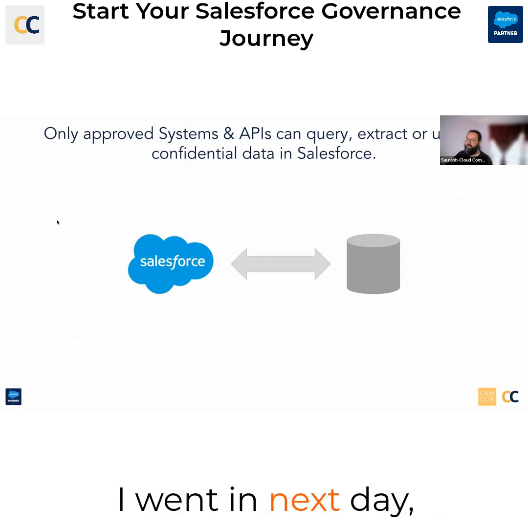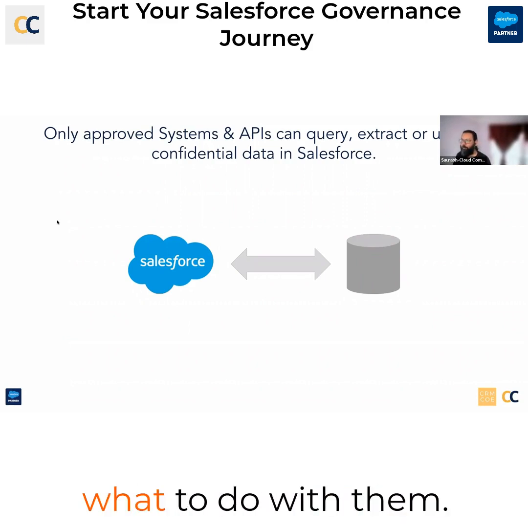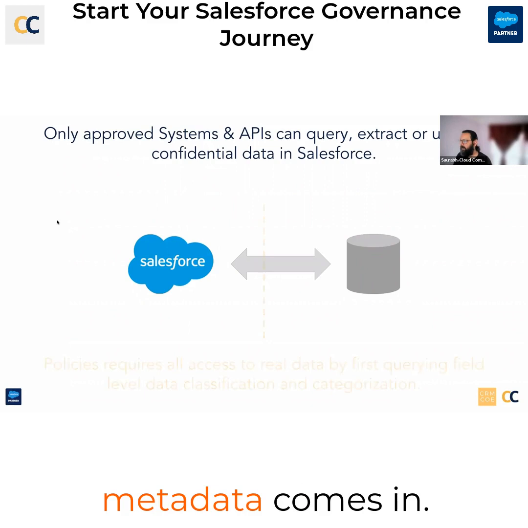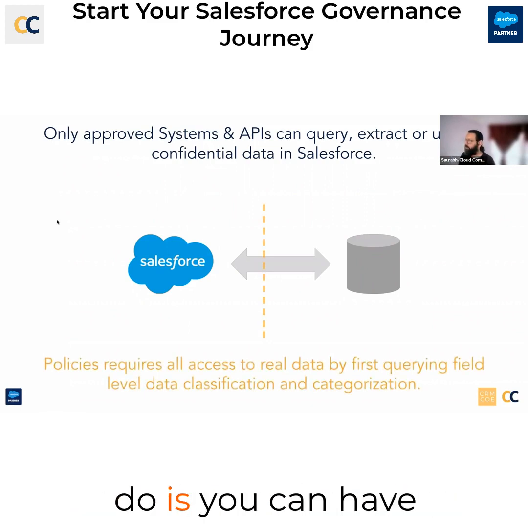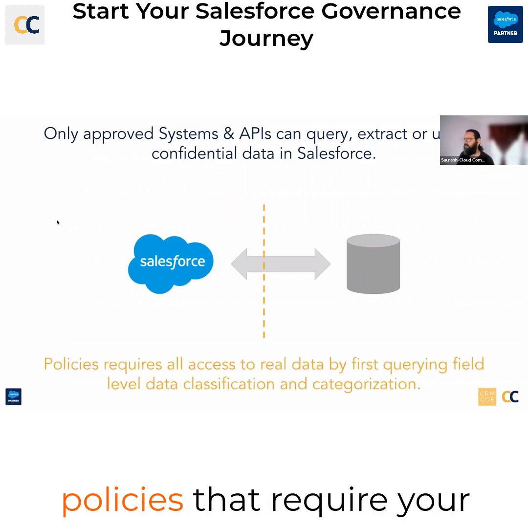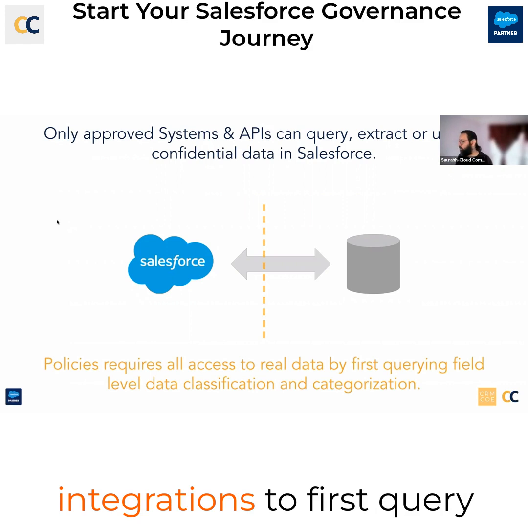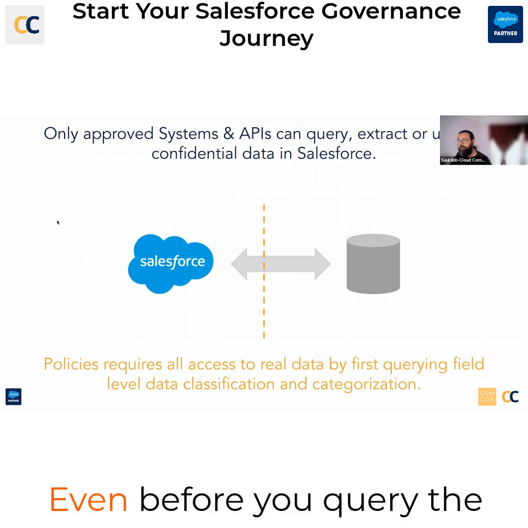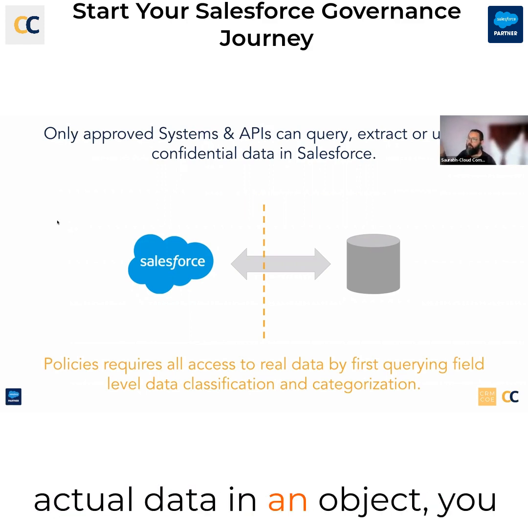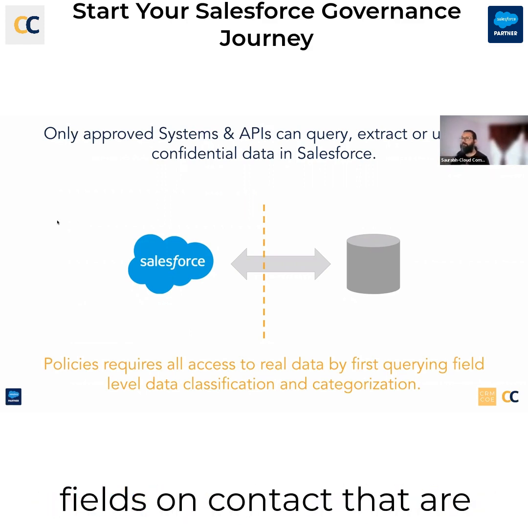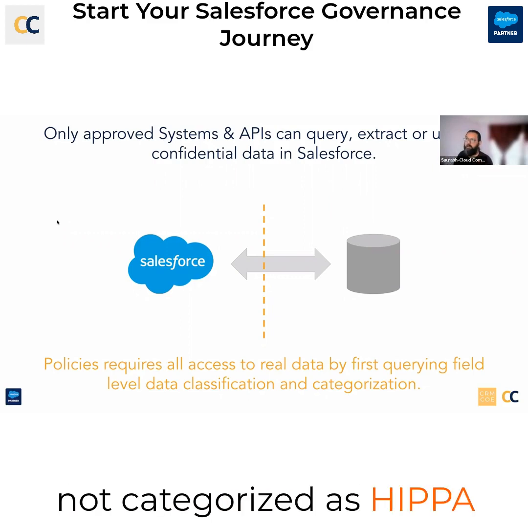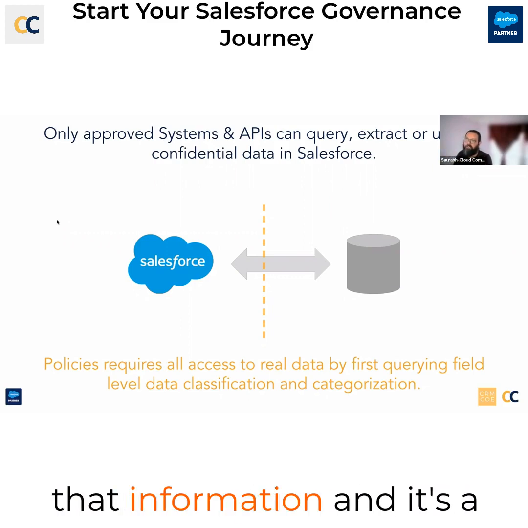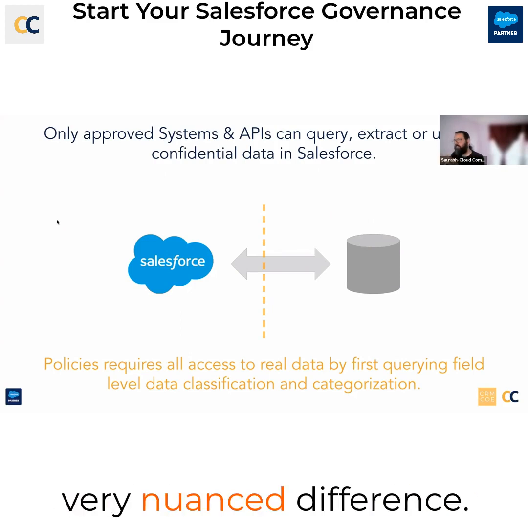Great. I went in the next day and added 50 new fields. Now you don't know what to do. And that's when metadata comes in. What you can then do is have policies that require your integrations to first query field-level metadata, even before you query the actual data in an object. You would go, give me all the fields on contact that are not categorized as HIPAA. And then you can send that information. And it's a very nuanced difference.